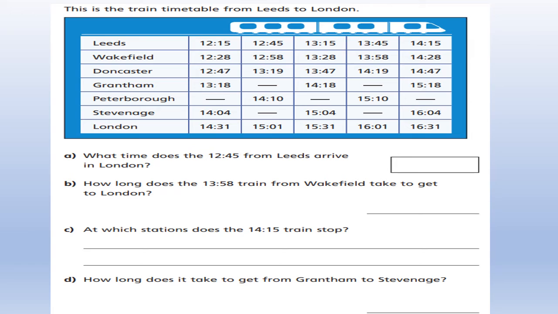And here is the train timetable from Leeds to London. Can you use it to answer the following questions? What time does the 12:45 from Leeds arrive in London? How long does the 13:58 train from Wakefield take to get to London? At which stations does the 14:15 train stop? And how long does it take to get from Grantham to Stevenage?